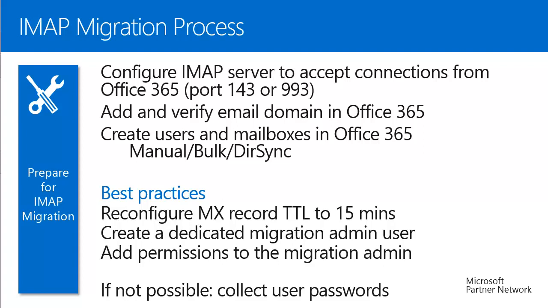And also we can create a dedicated migration administrator user and give him permissions to be able to log on to the actual mailboxes. If this is not possible, because, for example, this IMAP server is hosted and you don't have the access to set up permissions on that server, no problem at all. Still, you have another option. You can collect all the user passwords and use them for the actual migration.